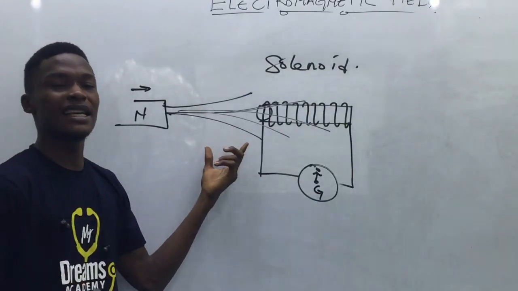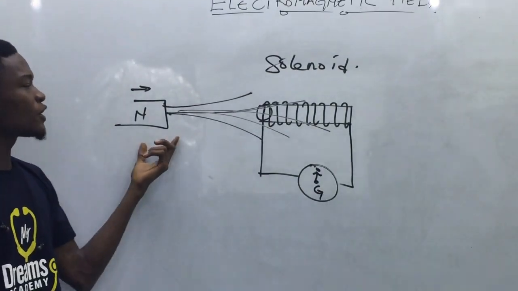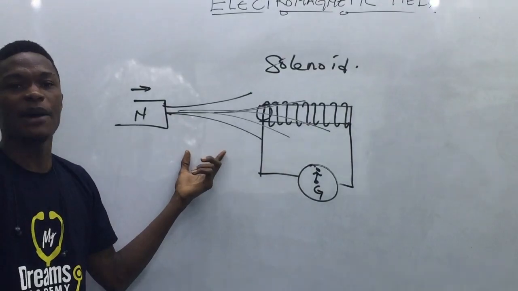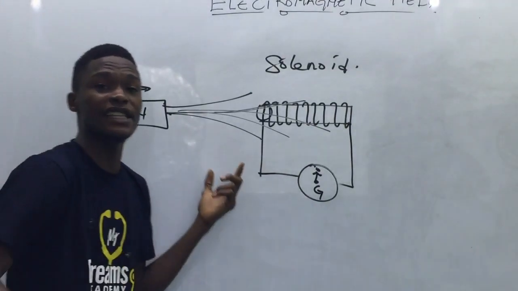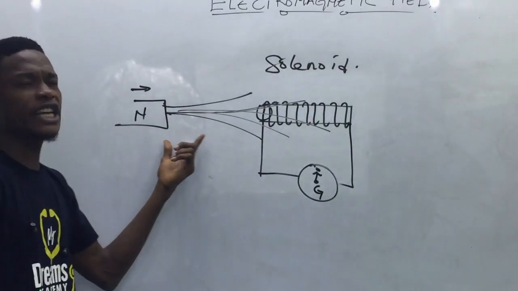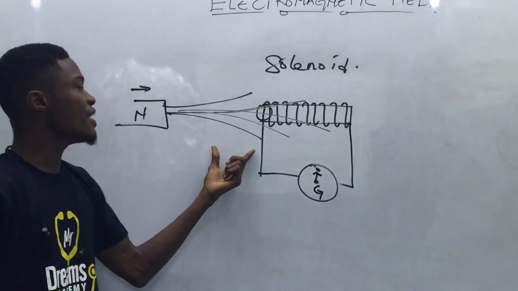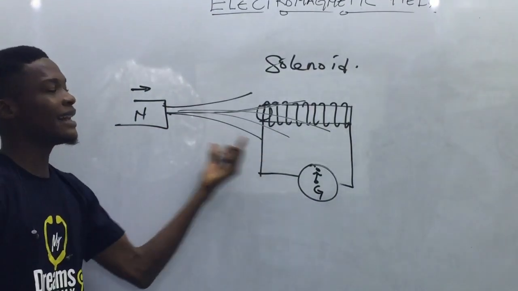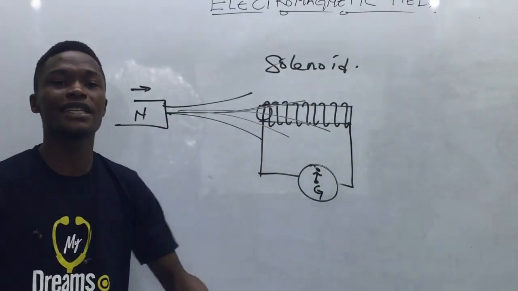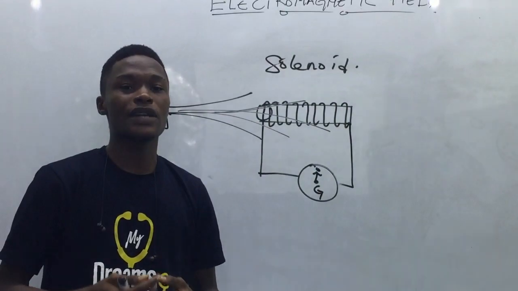Now, what does change mean? It means that this field must not be a uniform field. That means it must not be flowing at a constant rate. There must be a change in that magnetic field. And for us to produce change in that magnetic field, there must be motion. Meaning that I can move the bar magnet to and fro, or I move the coil to and fro to produce a change in that magnetic field. Okay, so that is what Faraday's law is trying to tell us.